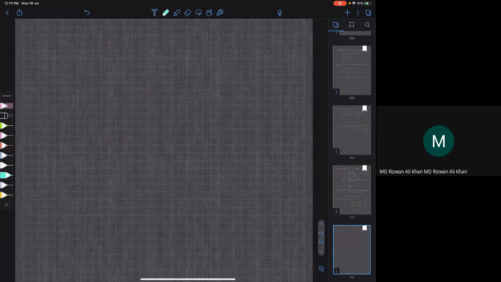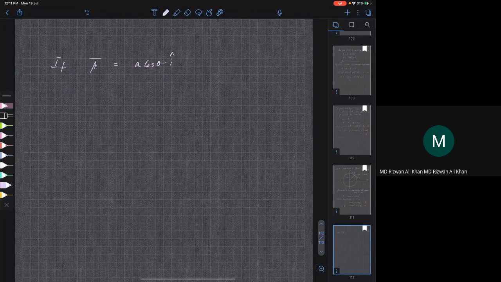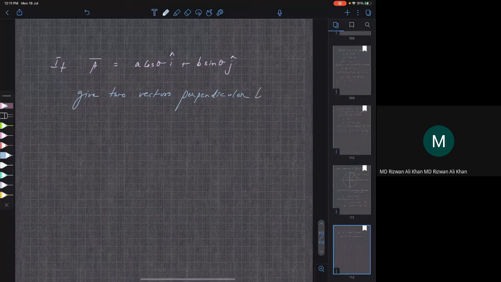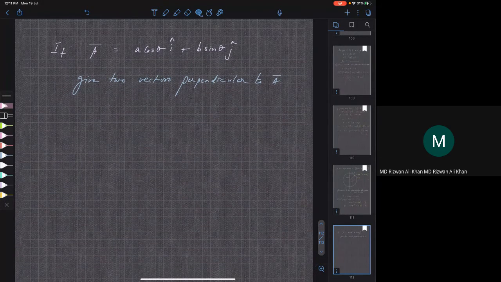Now you tell me what is the answer for this. If a bar equals a cos theta i cap plus b sin theta j cap. So this is a different situation. Why? Because a and b are different. What will be the vectors perpendicular to a bar? Give two vectors perpendicular to a bar. You can give many. I'll tell you why you can give many, but give me two.